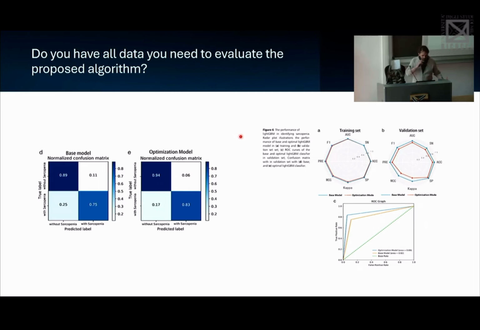Now, the question is, do you have all the data you need to evaluate the proposed algorithm? In this case, this is pretty clearly yes, because they're reporting all the metrics that you can imagine that you can generally use to evaluate a binary classifier. They have the confusion matrix. They have ROC curves on both data sets. So there is no issue about that here.